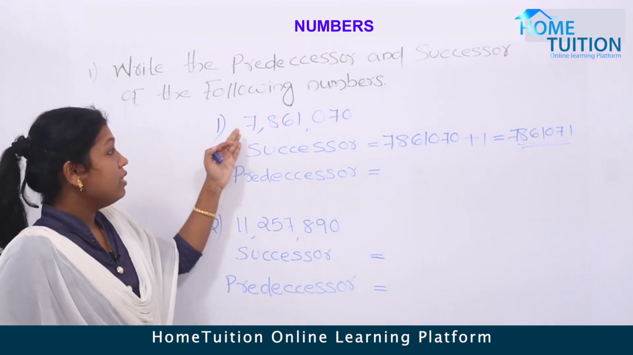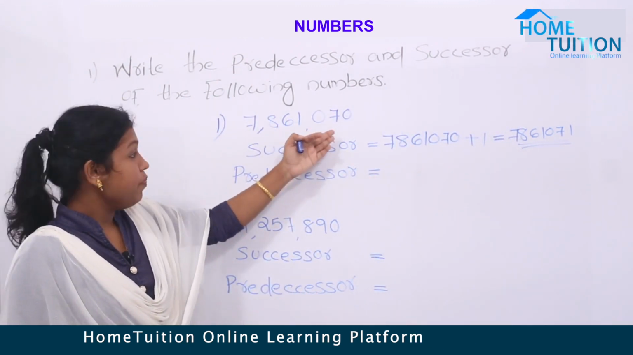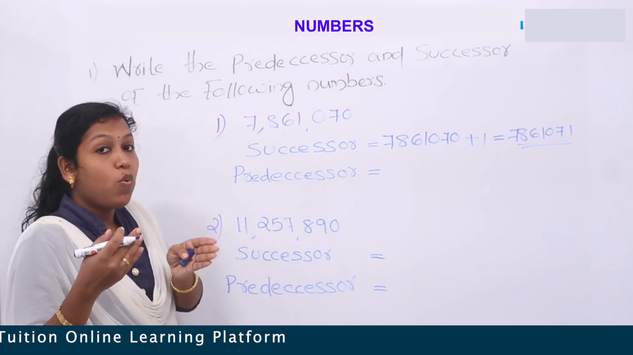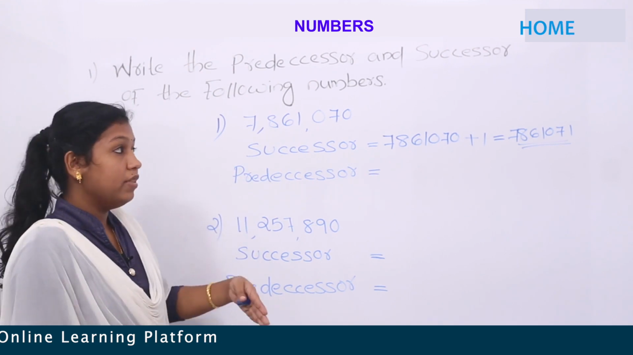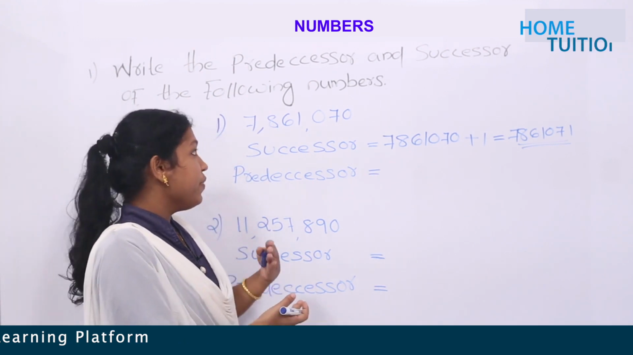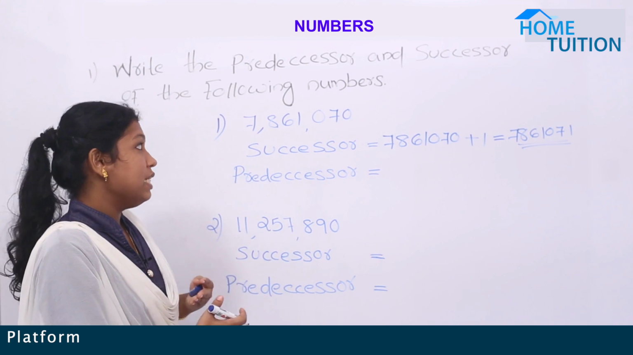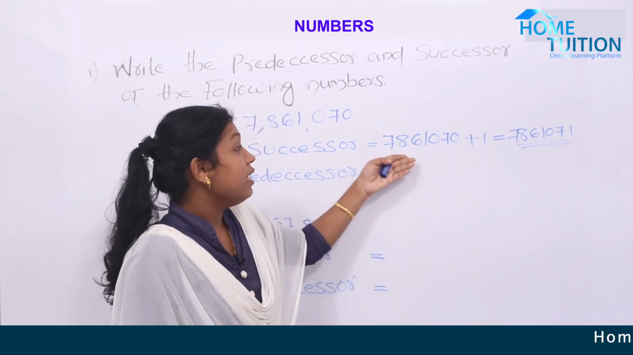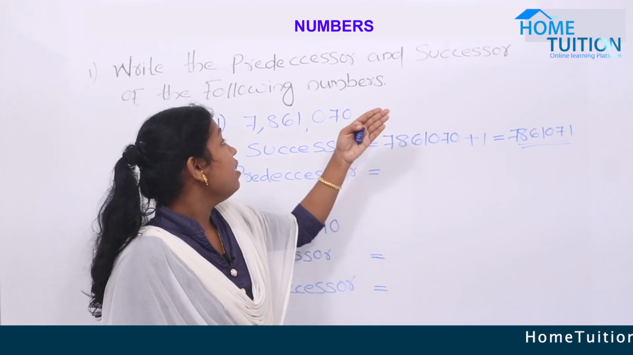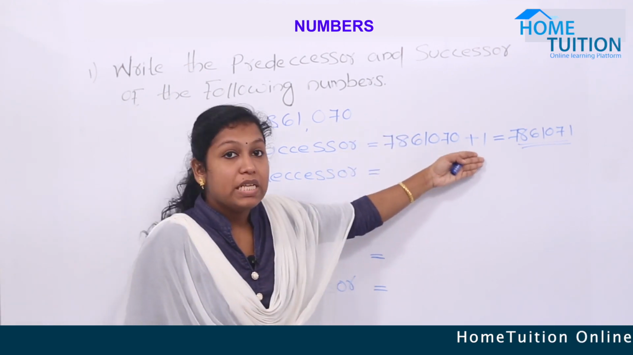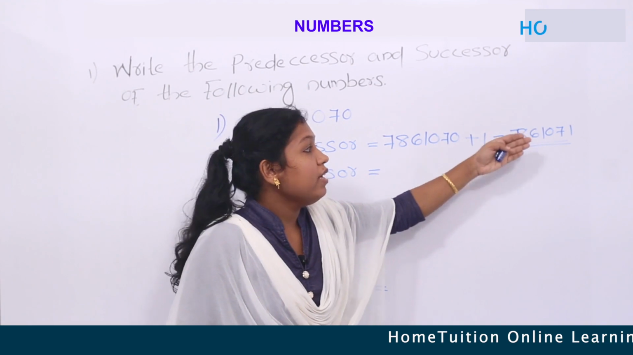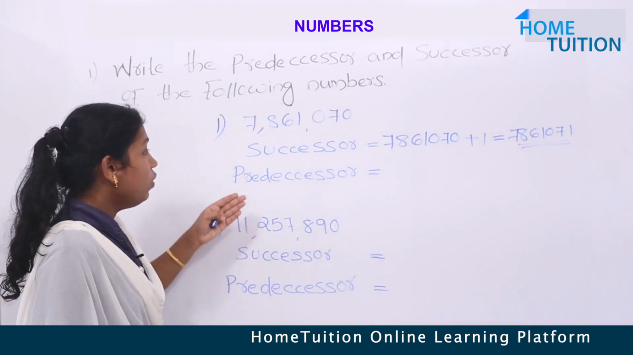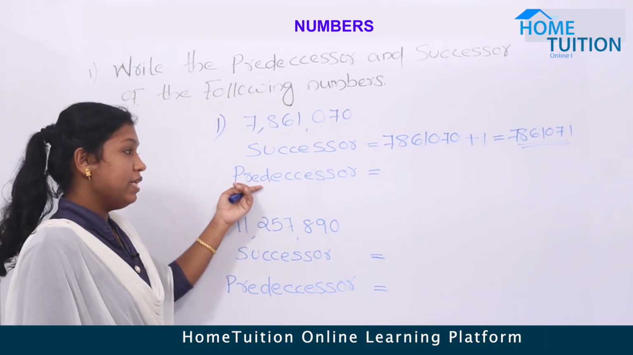What is the successor of 78,61,070? The successor is whatever number is given plus 1, the number coming just after. So we add 78,61,070 plus 1 and we get 78,61,071.